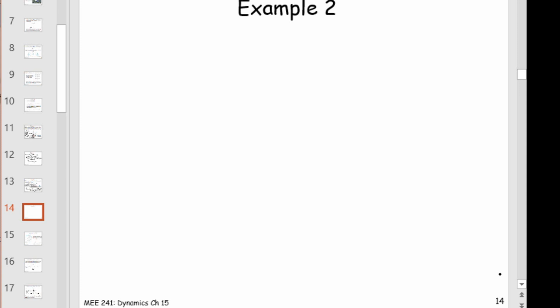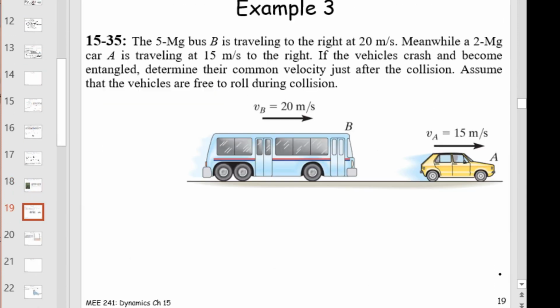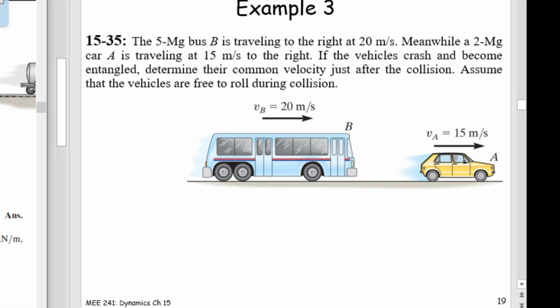Right. Now, let's do example 3, which is about the system of particles, and in fact, it's very easy. So take a look at this example. In fact, here, I have a bus, B, that is traveling to the right at 20 meters per second. Meanwhile, I have a car, A, that has a mass of 2 megagrams, and it's traveling also at 15 meters per second to the right. So now we're gonna have an accident. So these vehicles will crash, all right, and become entangled. What does this mean? Entangled means they will stick together as if they are the same body.